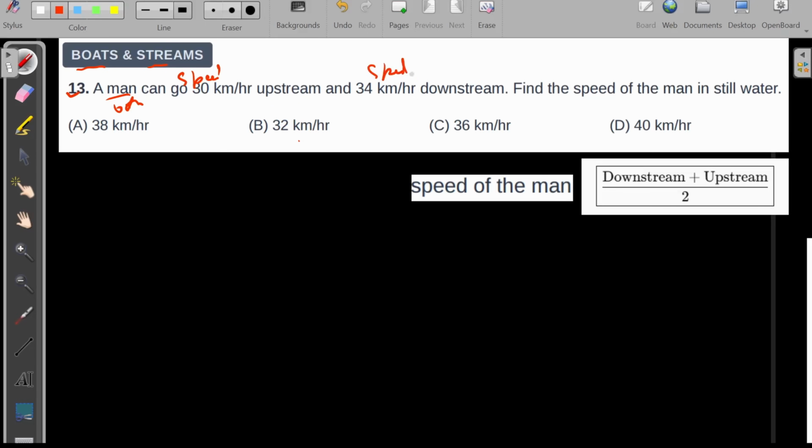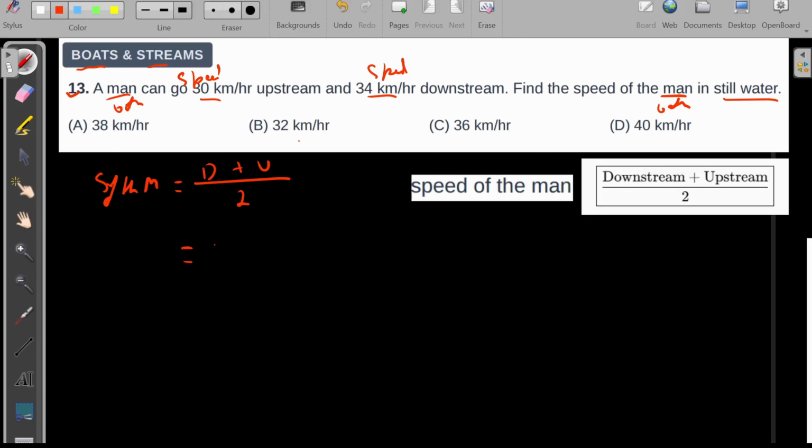So downstream, the speed is 34 kilometer. Upstream is 30 kilometer of the man or the boat. So we need to find the speed of the man or the boat in still water, meaning we're not adding the speed of the water itself, but only the speed of the boat, the man. So we would use this formula, which is speed of the man in still water, the boat, equal downstream plus upstream over 2. Whenever we try to find the speed of the boat or the man, we need to add those values, which is downstream plus upstream.